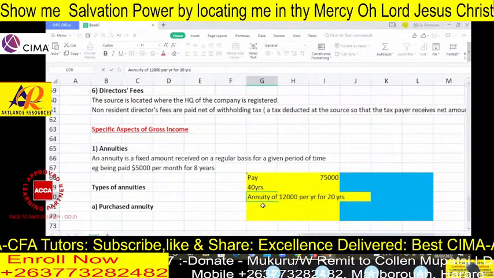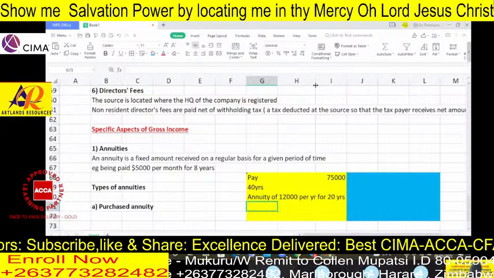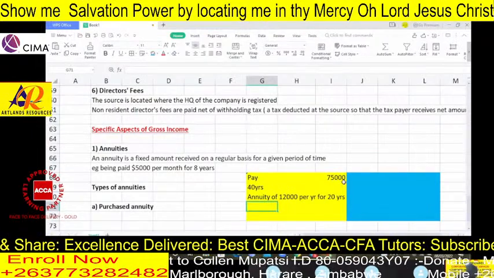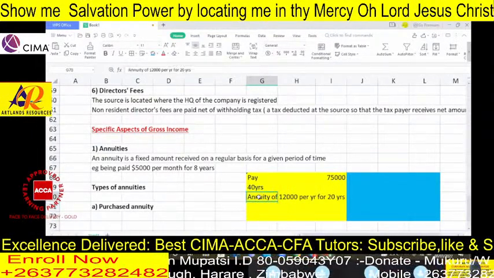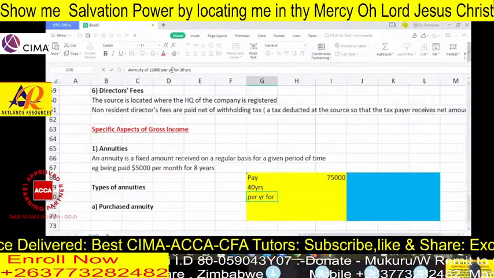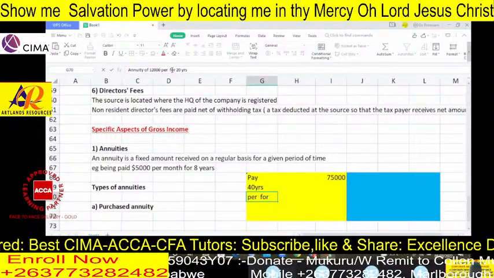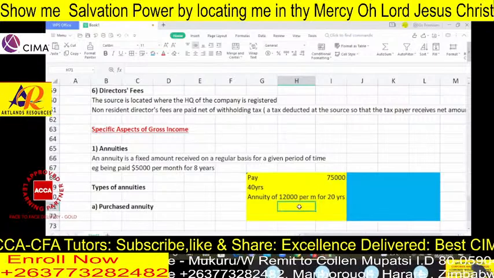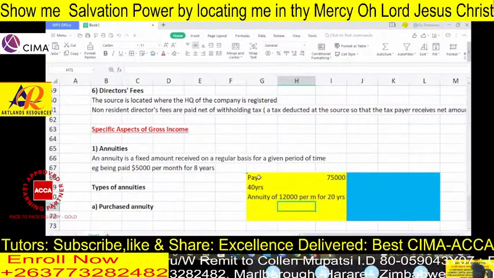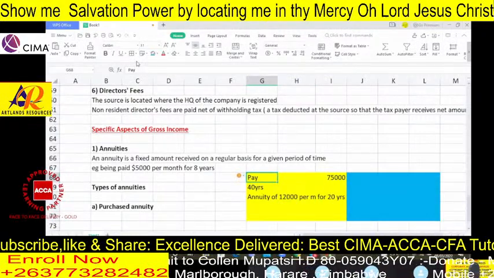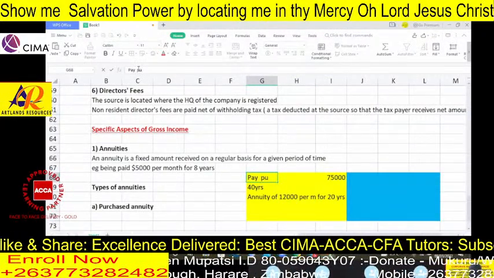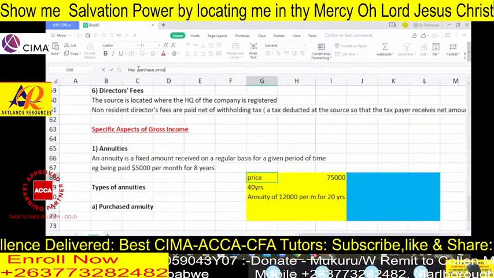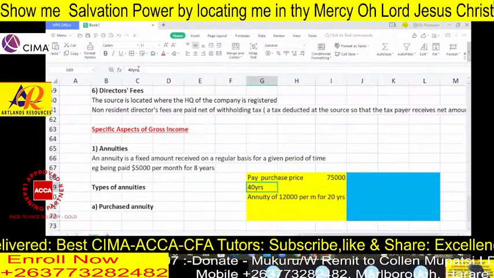Can you imagine? You just paid 75,000 now, so that when you get to 40 years, you get, let me say per month, not per year actually, 12,000 per month for 20 years. So this is called the purchase price of the annuity. The amount you pay now is called the purchase price. Get it? That's the purchase price of the annuity.